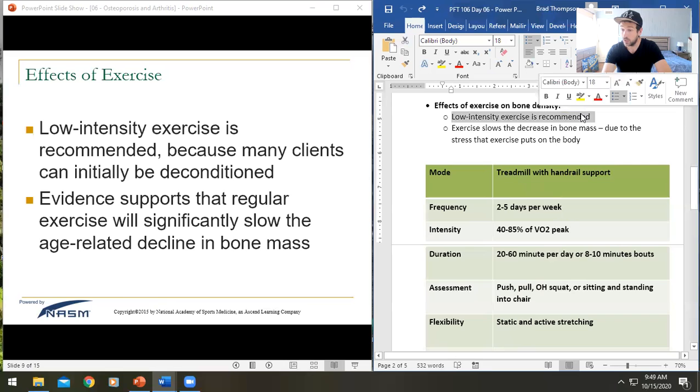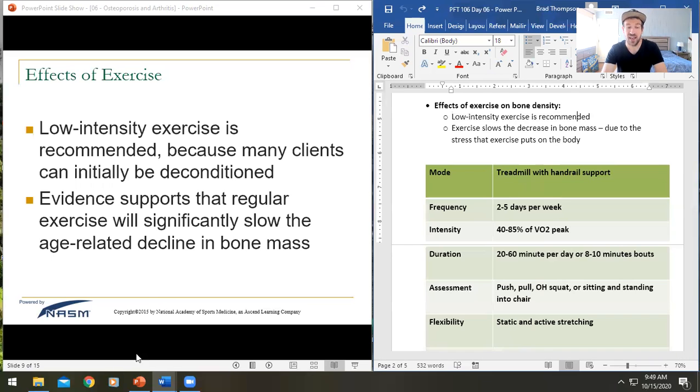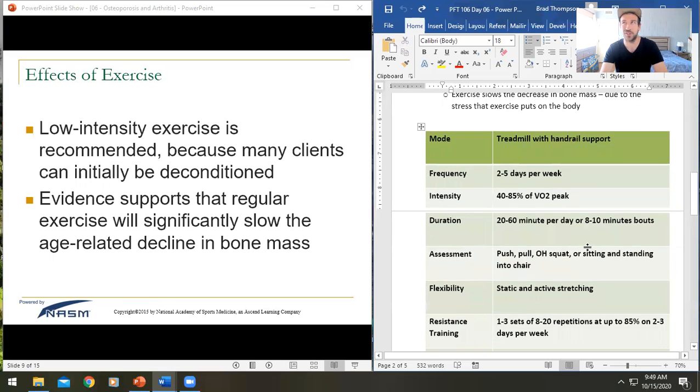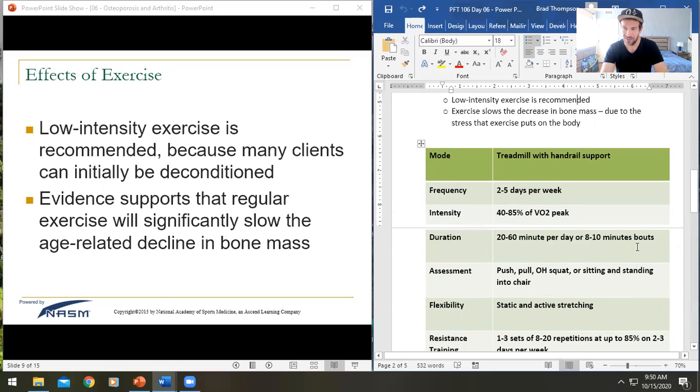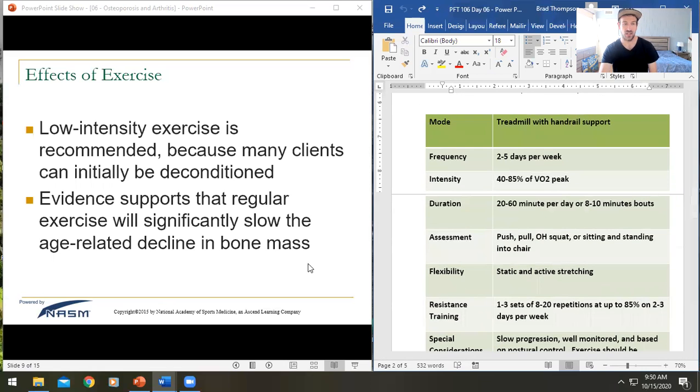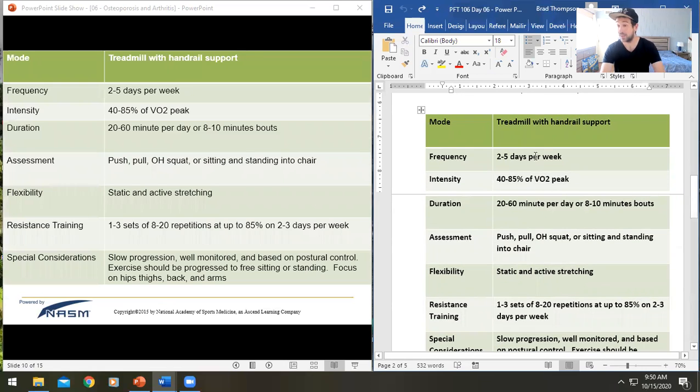So we're going to go with low intensity exercise, recommended just to make sure that we don't end up with any fractures. But we do know that exercise has been shown to reduce the reduction in bone density. That's a double negative, but it is true. By exercising, you will slow down the loss of bone tissue. You will increase your bone density, ideally. So we want to exercise, right?